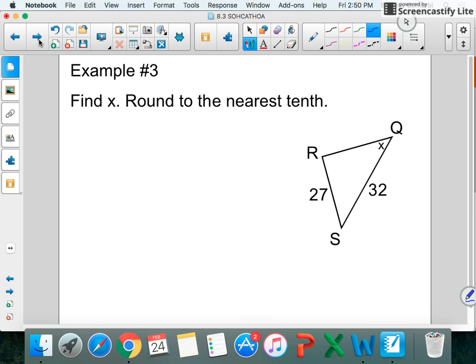Our next example, we need to round to the nearest tenth again. So again, I'm going to figure out where is the angle I have. My reference angle is here at Q. And I have to figure out what I have. Well, this is my right angle, so I have opposite, and this is across from the right angle, so this is the hypotenuse. So opposite and hypotenuse, that tells me I'm going to use sine.